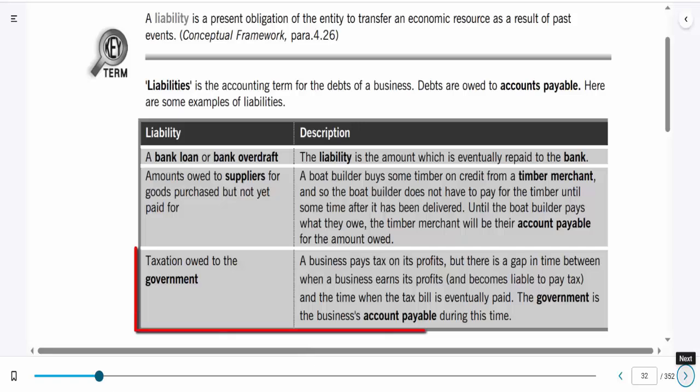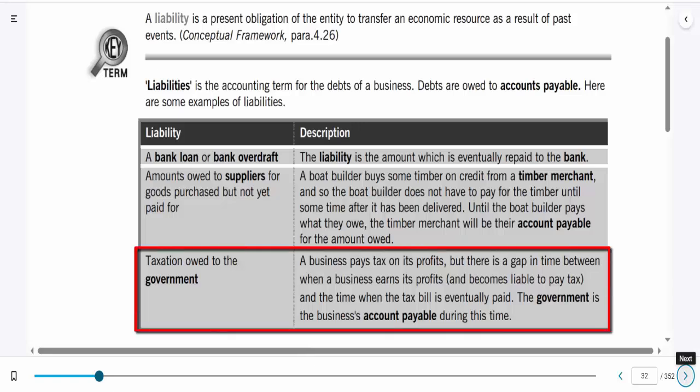3. Taxes owed to the government. A business must also pay taxes on its profits. However, there is usually a delay between when the business earns its profit and when it actually pays the tax. During this time, the amount of tax that needs to be paid is a liability to the government. The government becomes the account payable until the tax bill is settled.